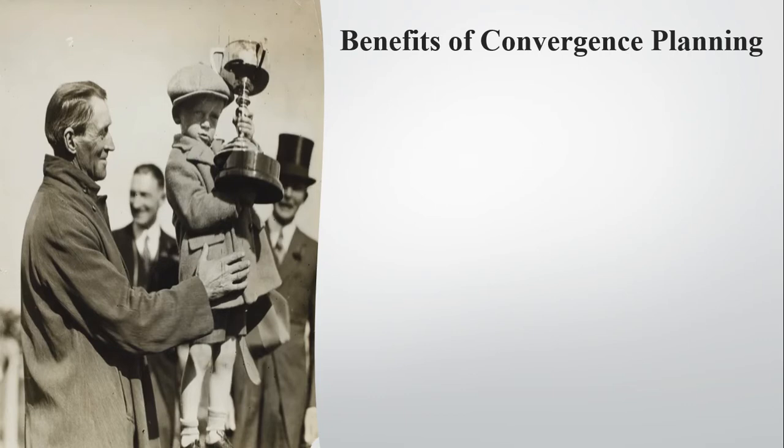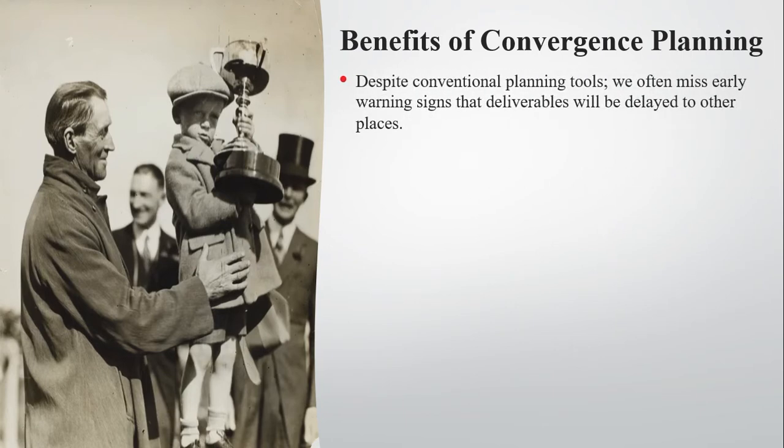But the concept of convergence planning is focused on taking those concepts of convergence of standard planning activities and being able to draw them down into clear activity profiles or deliverable profiles that a team can understand. So despite conventional planning tools, we often miss early warning signs that deliverables will be late, resulting in late deliverables elsewhere. And many of you have been in this position before, and I'm sure you always wish that something triggered us to tell us we're going to be late.